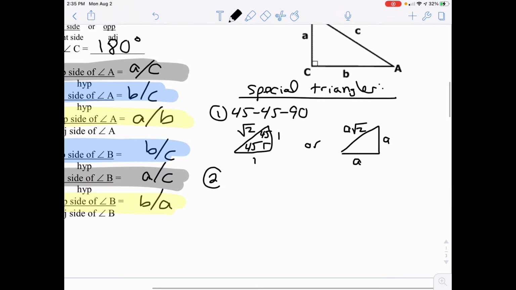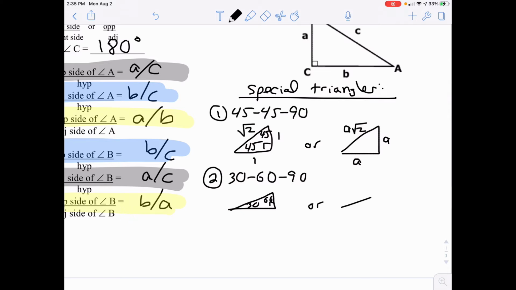The second triangle that's helpful to know is what's called a 30-60-90 triangle. Again, I'm going to represent that in a very specific way and a much more generic way. The specific way has the short side 1, the hypotenuse is double the short side, and the long side is square root of 3. In a more generic way, we could say the short side is A, the hypotenuse is double that, so that'd be 2A, and the long leg is A times the square root of 3.